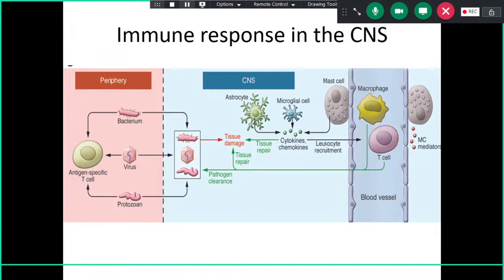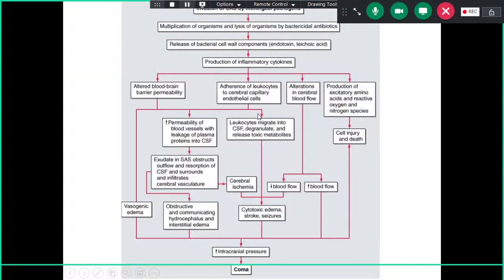Inside the parenchyma, all these cells, microglial cells, astrocytes, etc., and the cells that leak through the endovascular component can produce a huge amount of cytokines, and these cytokines will increase the movement of different peripheral immune cells into the brain, and this will cause severe damage to the brain.